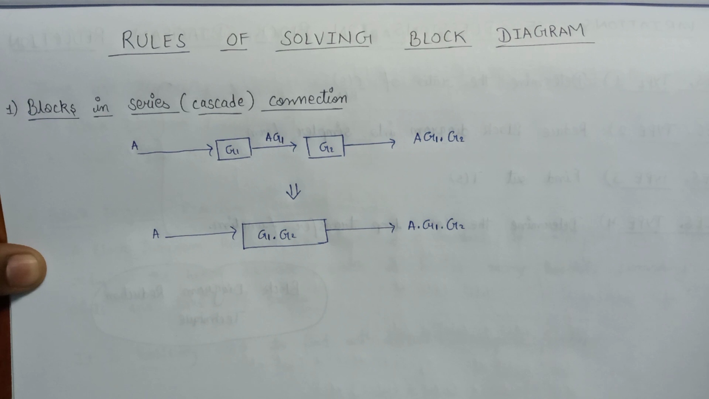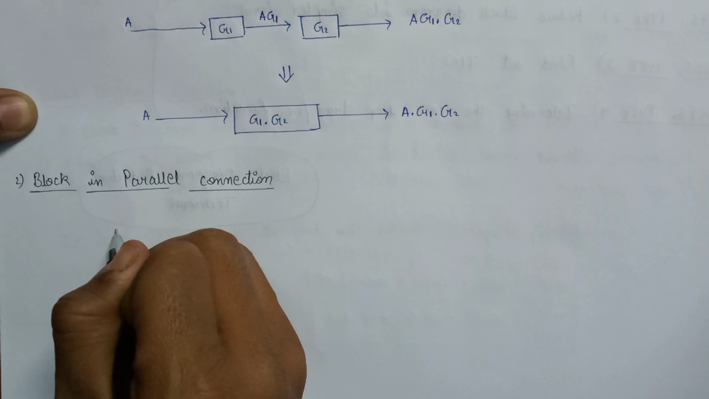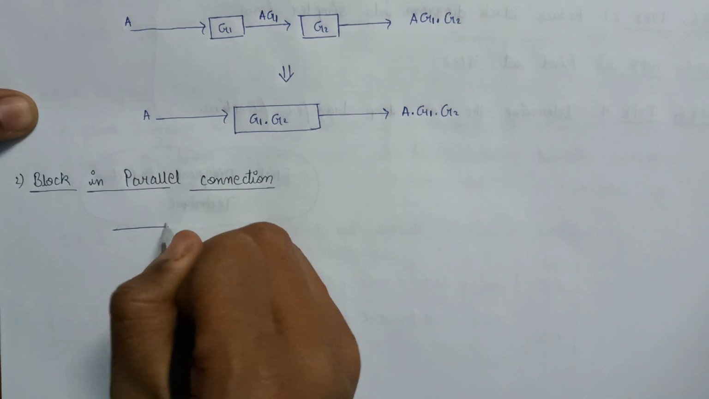So this is nothing but an equivalent block diagram of this circuit. Let's move on to the next rule, that is blocks which are connected in parallel combination. So have a look at an example of two blocks which are connected in parallel.